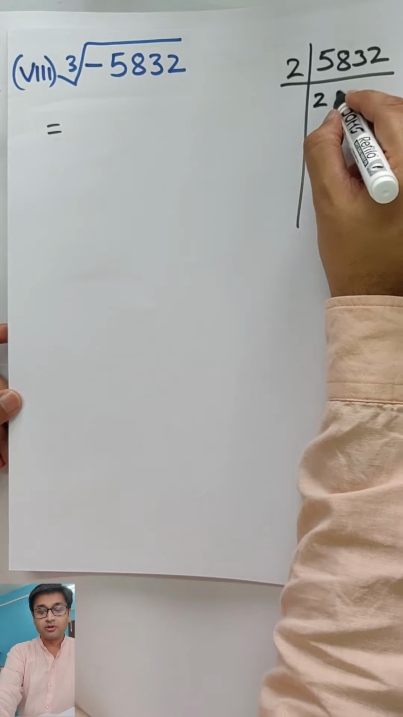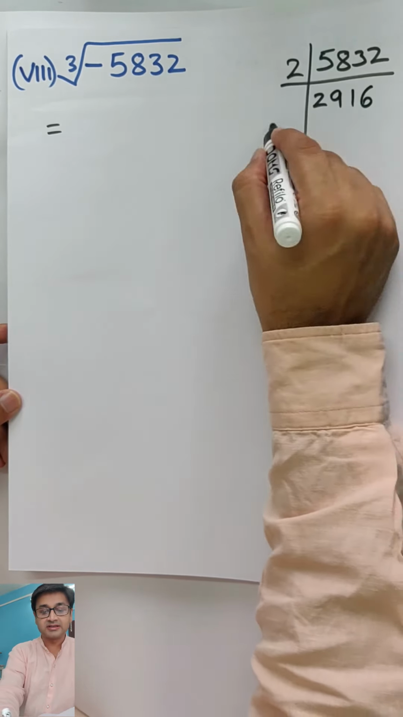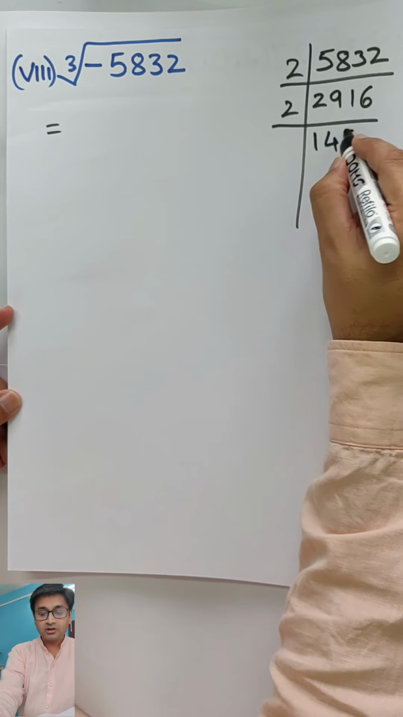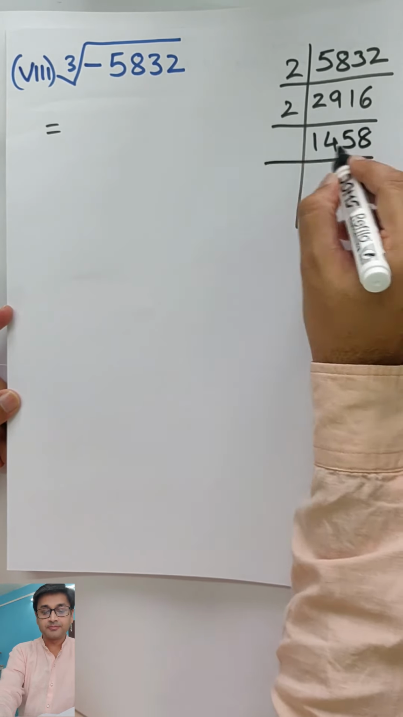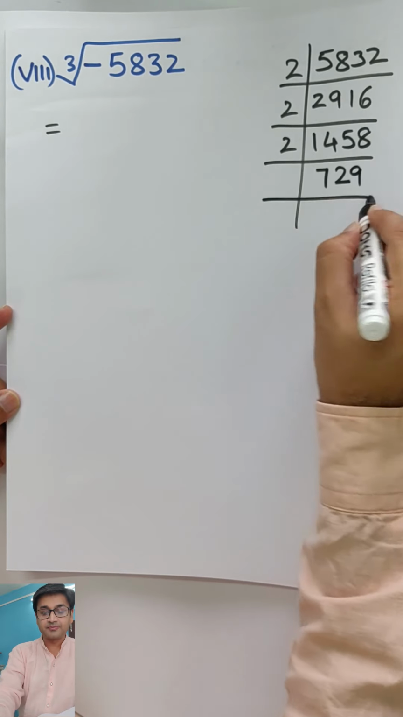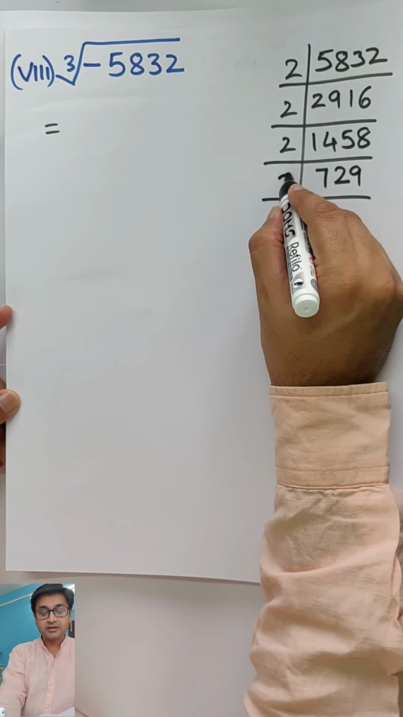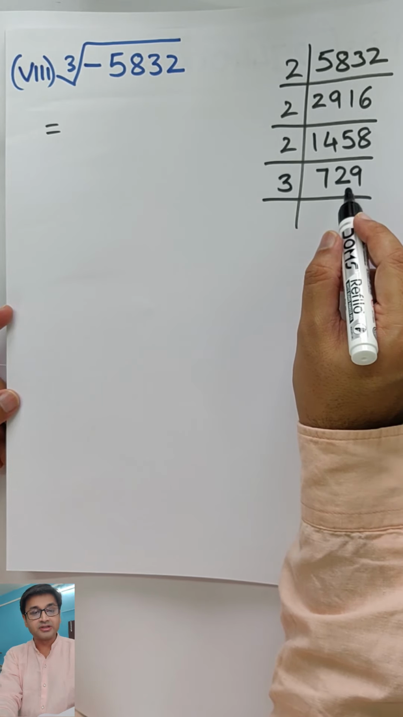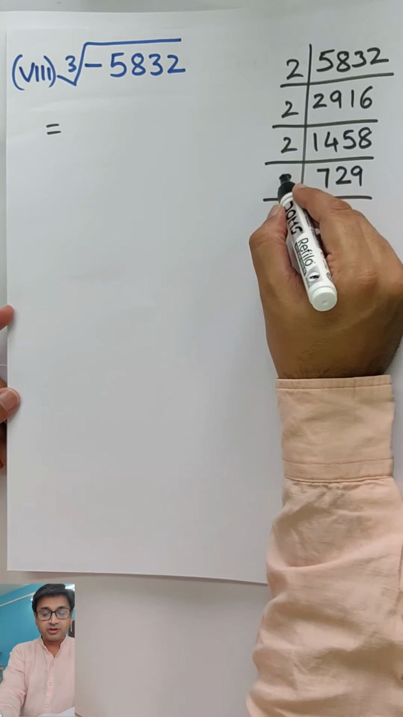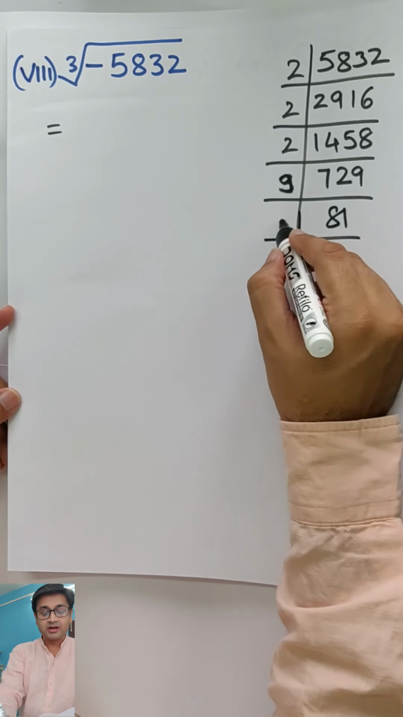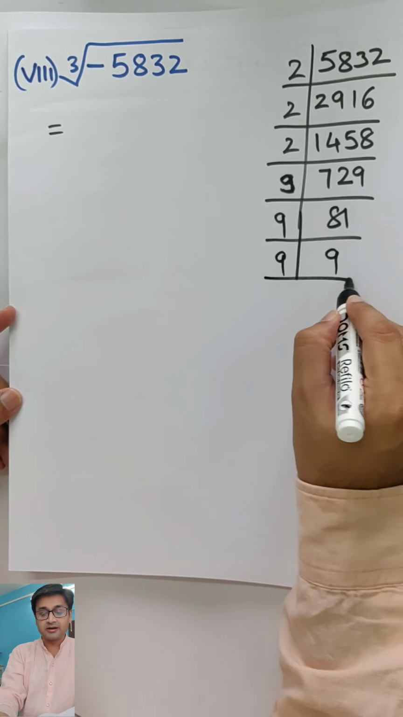So 2 2s are 4, 2 9s are 18, 2 1s are 2, 2 4s are 8, 2 5s are 10 and 2 8s are 16. Again 2 7s are 14, 2 2s are 4 and 2 9s are 18. 729. So 3 times. In fact, you know 729, right? What is it? 9. So instead of wasting time, directly take 9 and say 81. Again say 9 and 9, 9 and 1.